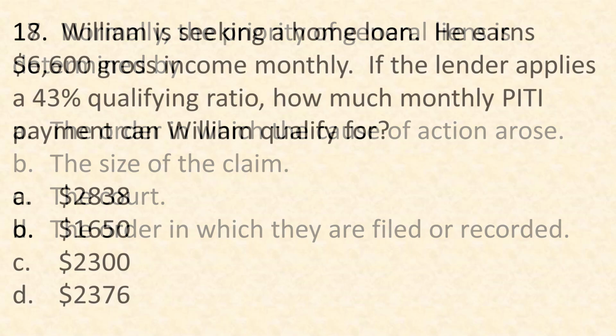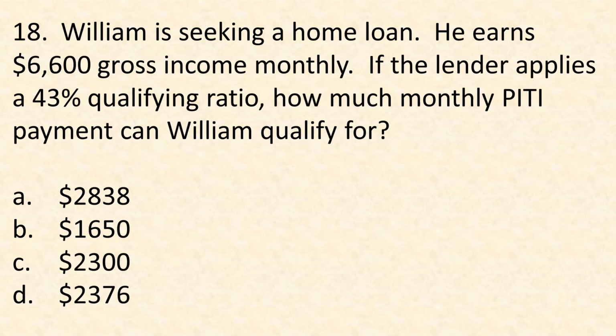Question number 18. William is seeking a home loan. He earns $6,600 gross income monthly. If the lender applies the 43% qualifying ratio, how much monthly PITI payment can William qualify for? A. $2,838. B. $1,650. C. $2,300. Or D. $2,376.